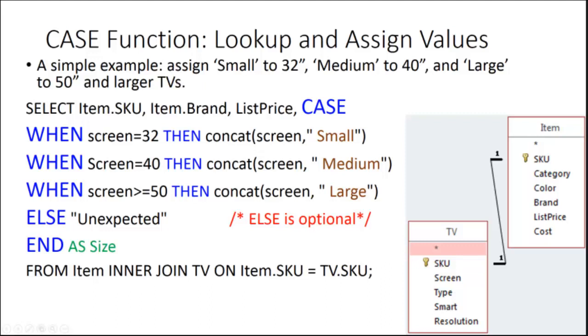And then one more optional keyword, AS, give it a name. If we don't use AS size, then the entire case statement will be the name of the field. That's something we don't need to see. And then the results will return from two tables, item and TV.